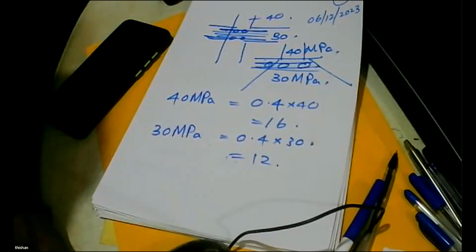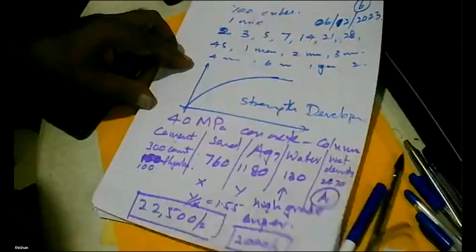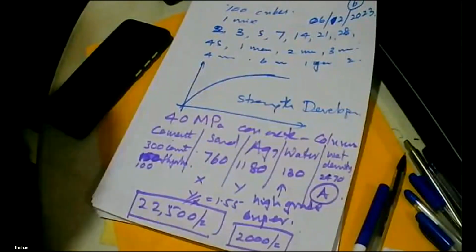Have you got the point? Then what I do is, I will cast a lot of cubes using the mixers I have selected, and I will develop our own strength development curve. We cast a lot of cubes and make the strength development and use that data as our own data for quality assurance and quality control. That's the way I look at it.